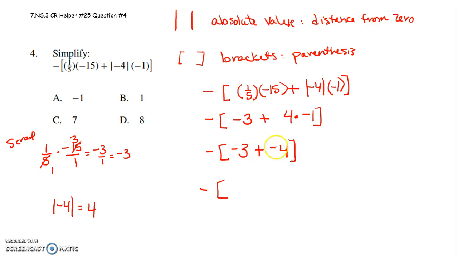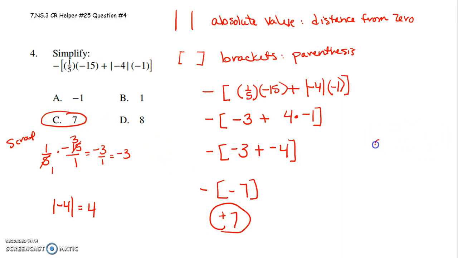Negative 3 plus negative 4. Signs are the same. I'll find the sum, which means I'll add them. I'll keep the sign. So now I have negative negative 7. What's the opposite of negative 7? Opposite of negative 7 is a positive 7. So the final answer here is a positive 7. Right, I hope that helps.